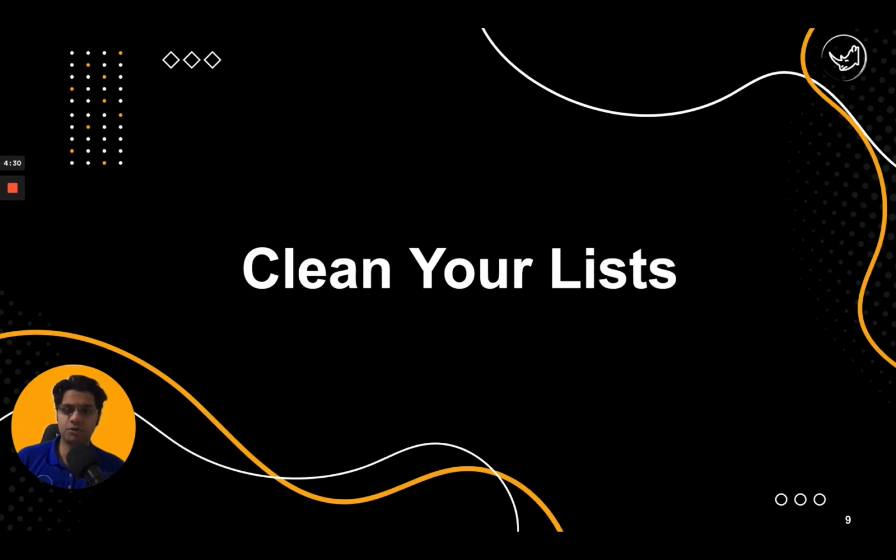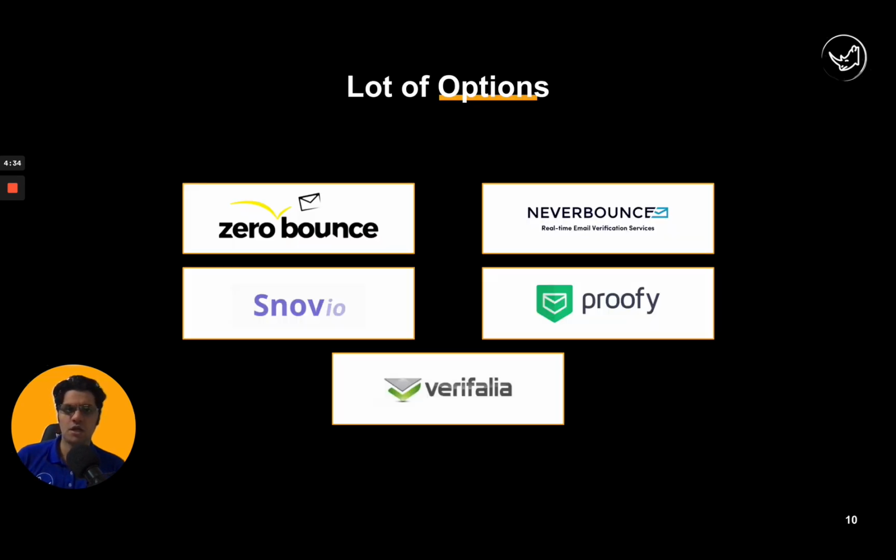One practice I don't see being employed a lot in industry is the whole idea of cleaning your list. There's a lot of great options there. NeverBounce, ZeroBounce, Snov also does it, Proofy, Verifalia. I would recommend NeverBounce. We use that internally, and we've been doing it for quite some time. It's probably not the cheapest, but it's probably the best and fastest.